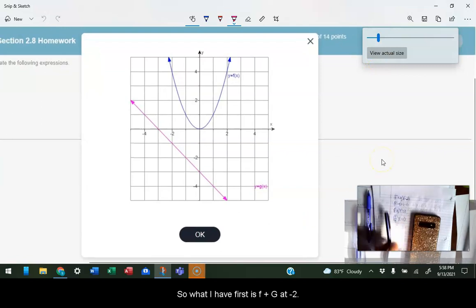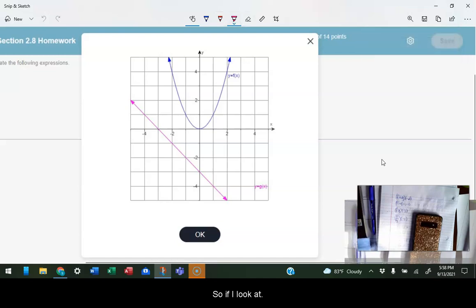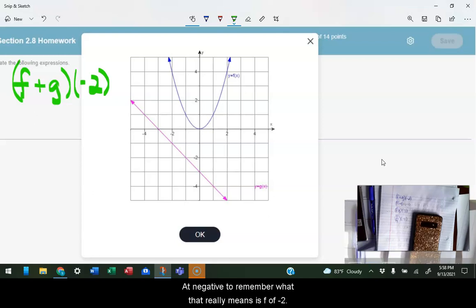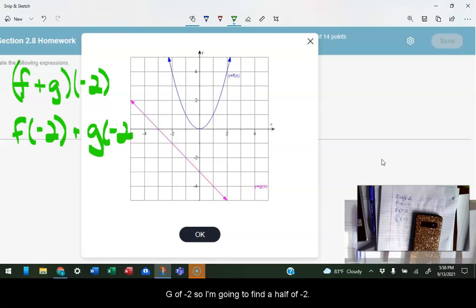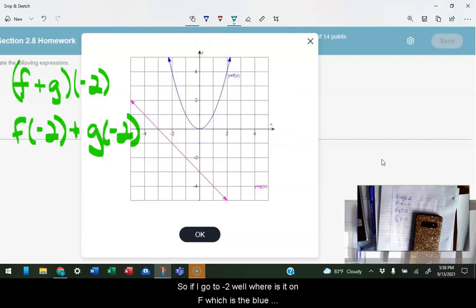So what I have first is f plus g at -2. If I look at f plus g at -2, remember what that really means is f of -2 plus g of -2. So I'm going to find f of -2. Let's make him blue. If I go to -2, where is it on f, which is the blue function? It produces a 4. So the point -2, 4 is on f.